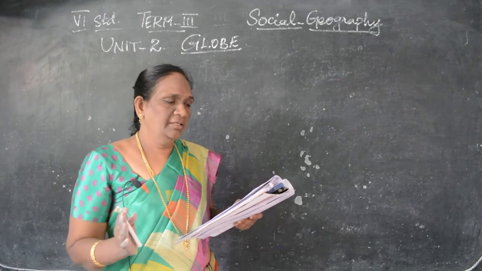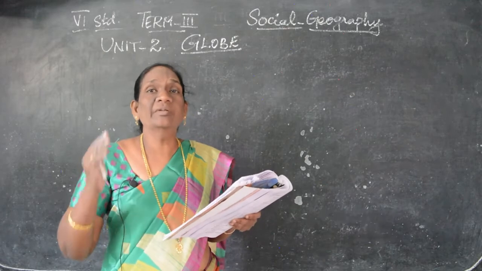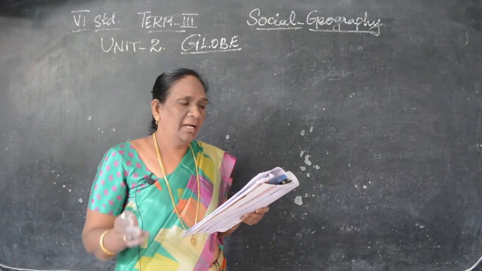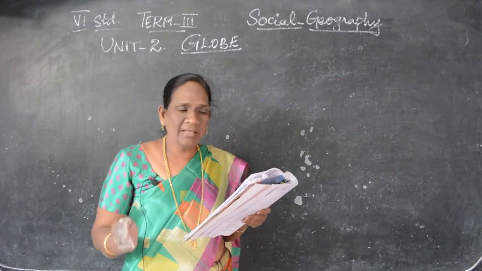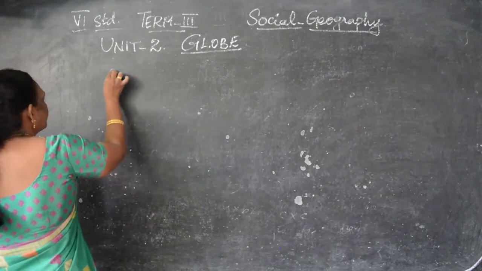Vertically. And for what purposes were they drawn? To know the direction as well as the time. Okay. And these imaginary lines are called latitudes and longitudes. Here we'll see. This is Earth.